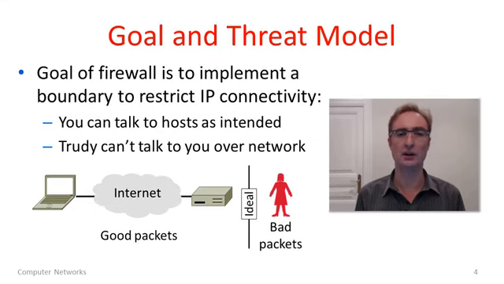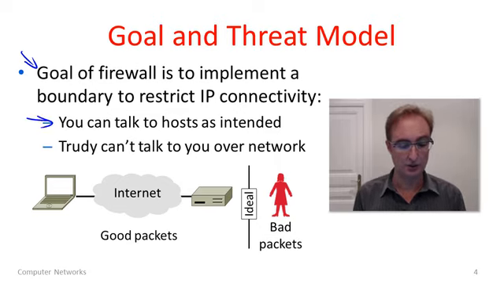So let's move to a goal and threat model here to understand what we're trying to accomplish. With a firewall, our goal is to implement some kind of network boundary at the entrance to your network, your home network or a corporate network, that restricts IP connectivity so that you can talk to a host on the public internet just as you want, but Trudy is kept out. Trudy is unable to talk to hosts on your local network.